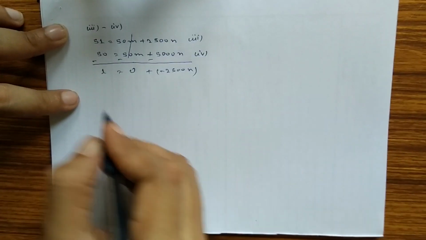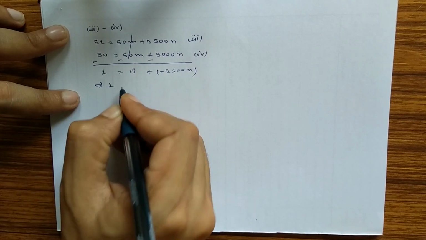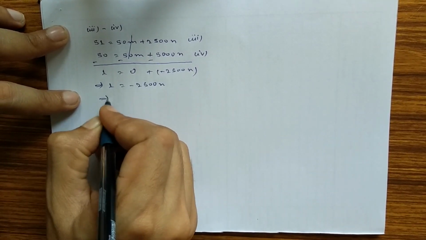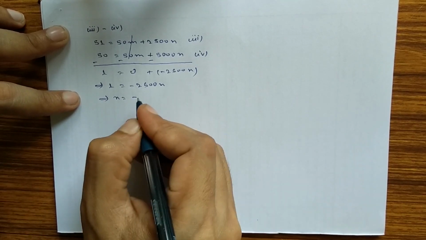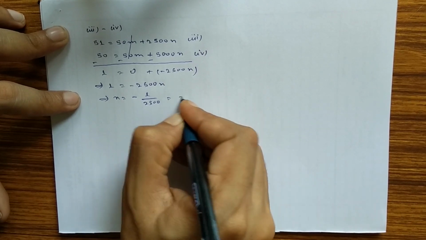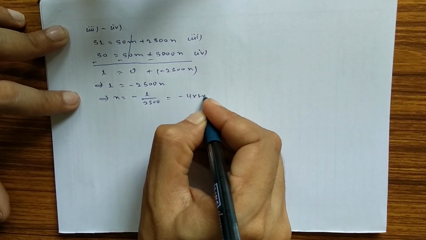So from there we get 1 equal to minus 2500N. So solving this, N equals to minus 1 by 2500, which is equal to minus 4 into 10 to power minus 4.